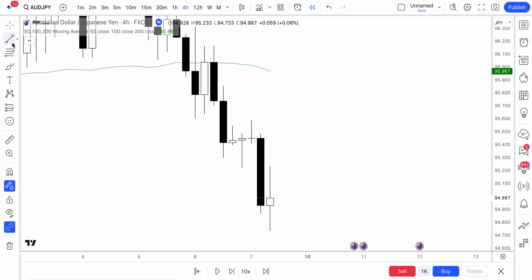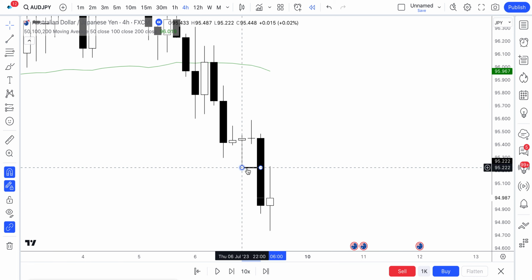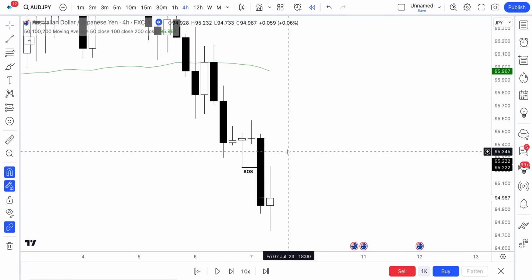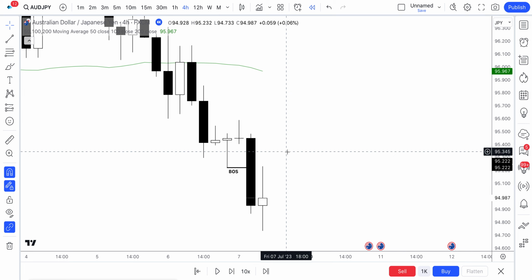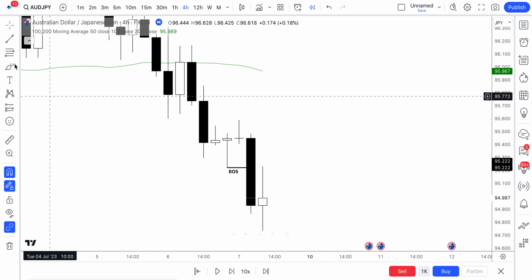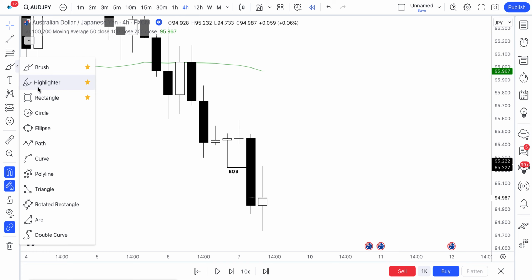Okay, so what we saw was a strong break to the downside. So we can mark this on as a BOS. So this is a break of structure to the downside. This indicates to us as traders that the sell structure is bearish, okay? And I want to illustrate that for you guys now.